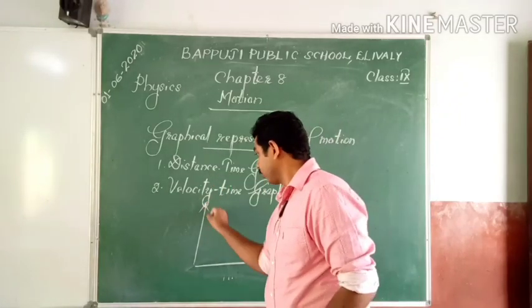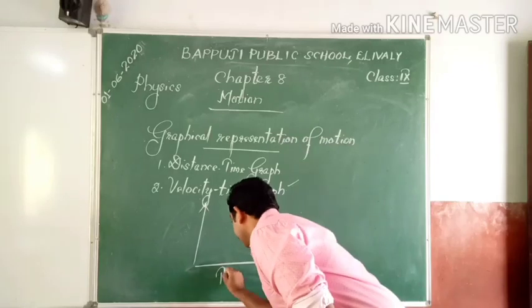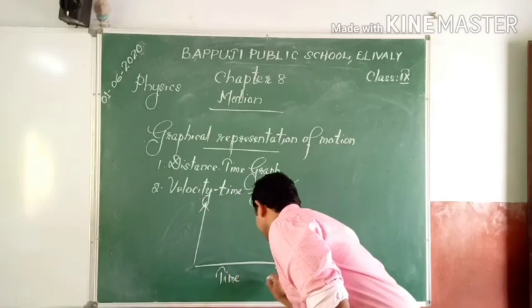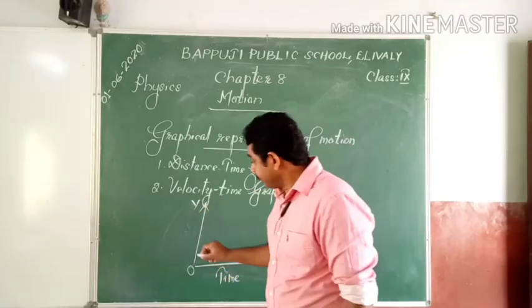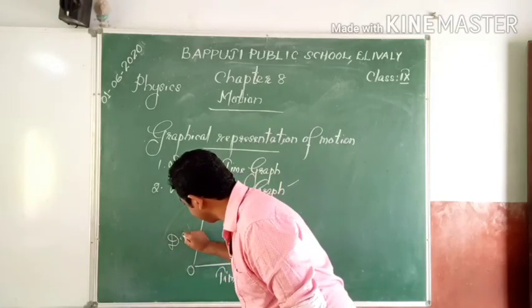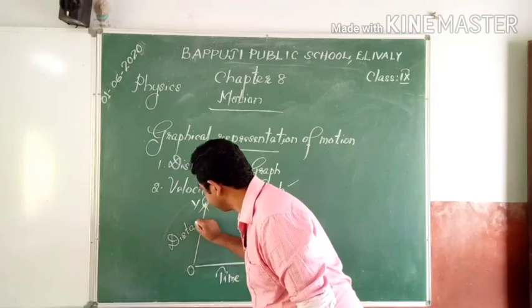Time is an independent quantity, so it is always taken along x-axis. Every graph has two axes, x and y, and O is the origin. Distance or displacement is represented on y-axis.